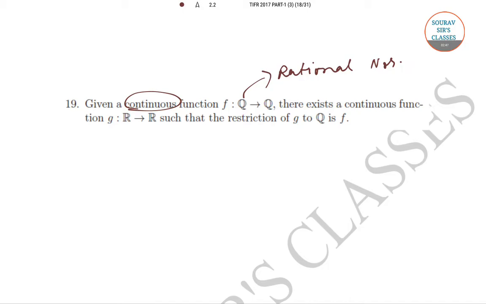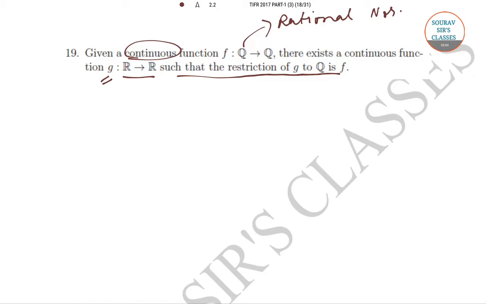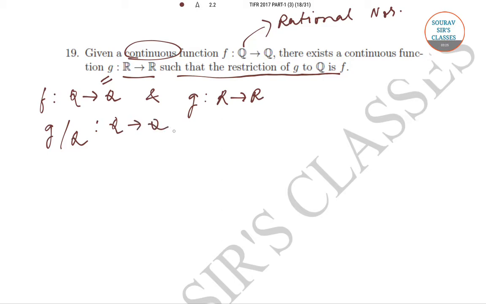The function f goes from Q to Q, and there exists another continuous function g which goes from R to R, and the restriction of g to Q is f. So in other terms, if f goes from Q to Q and g goes from R to R, the restriction of g to Q is not just Q to Q, it's Q to Q, such that the restriction of g to Q is f.